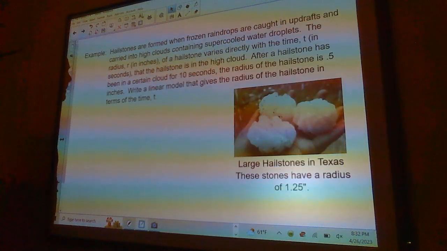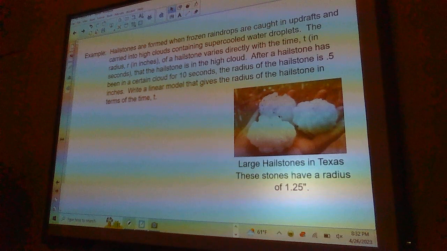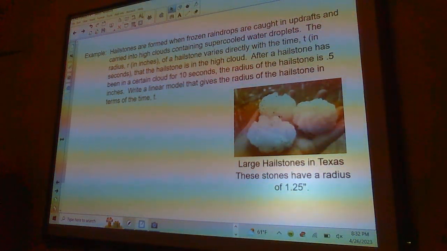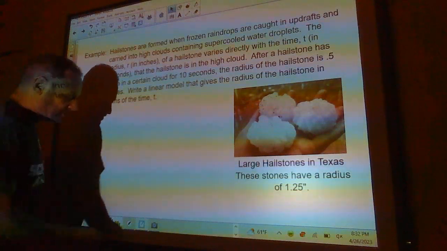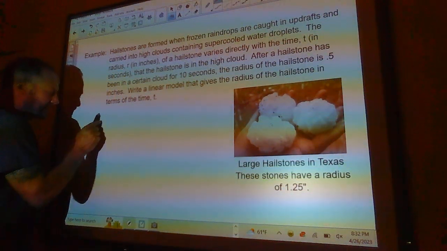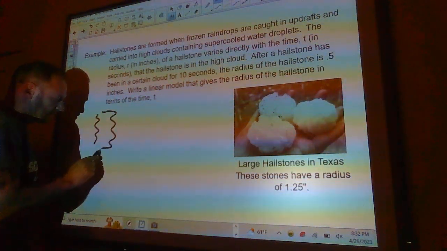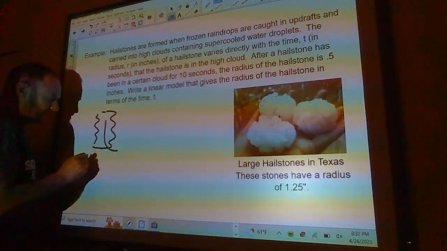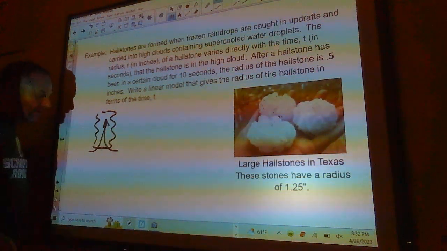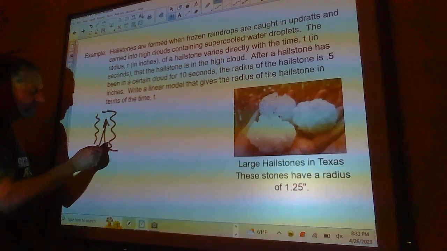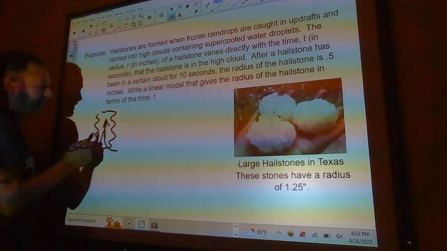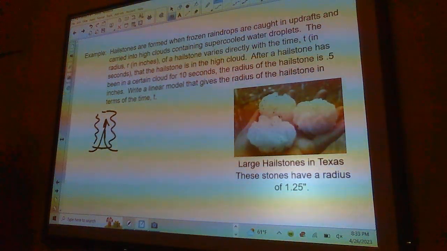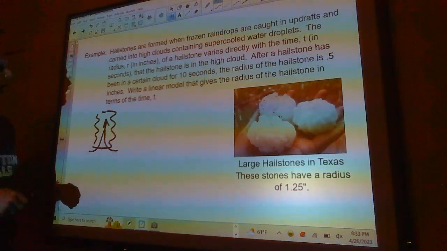Okay? All right. Hailstones are formed when frozen raindrops are caught in updrafts and carried into high clouds containing supercooled water droplets. So what you tend to get is these really tall clouds that kind of go like this, and you get an updraft like this. And so the water droplets freeze, and then they get caught in this updraft, and they get carried up into the cloud. And the longer they stay in the cloud, the bigger they get.